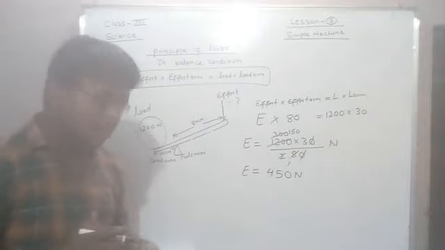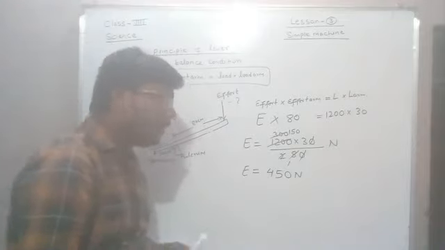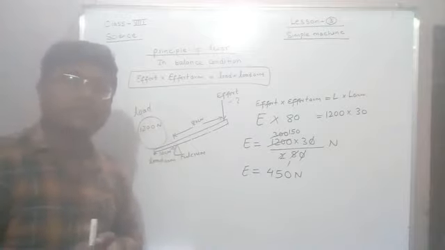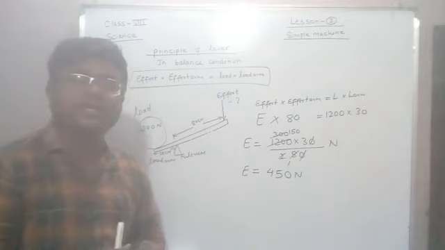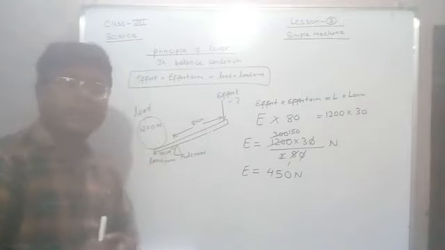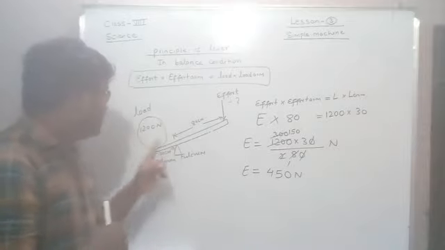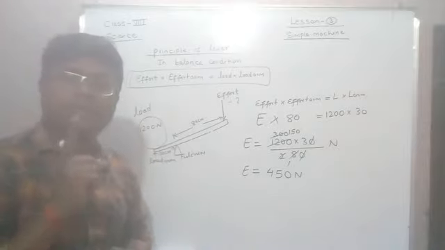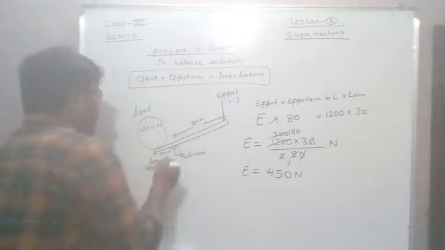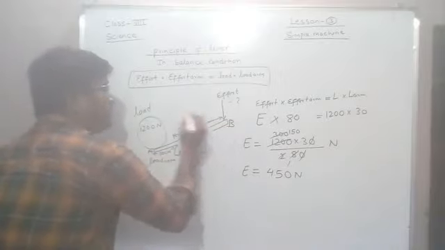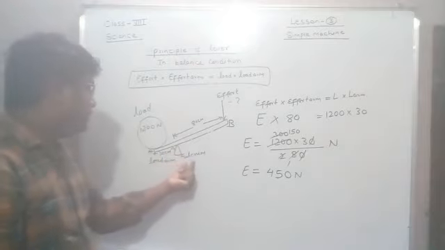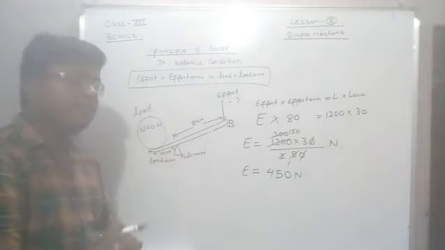Let's see it again. Our question is, there is a stone whose weight is 1200 Newton. We take that as the load. We are going to lift this stone with the help of a lever. This is our lever, let's name it AB, where AB is the length of the lever, and we have placed a fulcrum here.